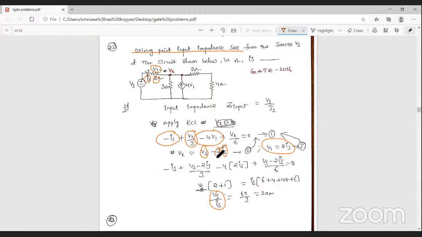From equations 2 and 3, substituting in equation 1, you can get Vs and Is, in terms of Vs and Is. Taking Vs and Is common, we get Vs by Is equal to 20 ohm. Okay, did you understand equation 1? Did everyone understand equation 1? Any doubts on equation 1?